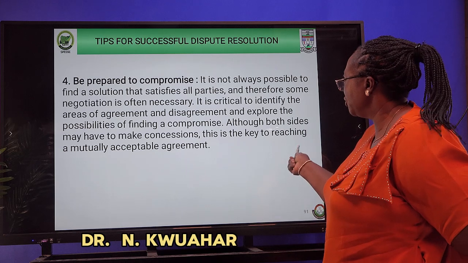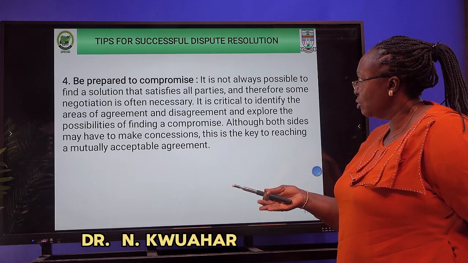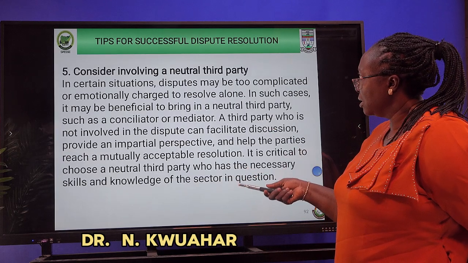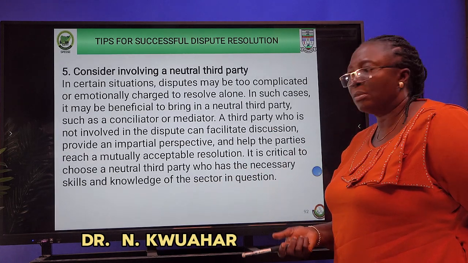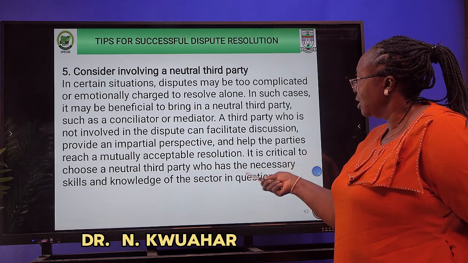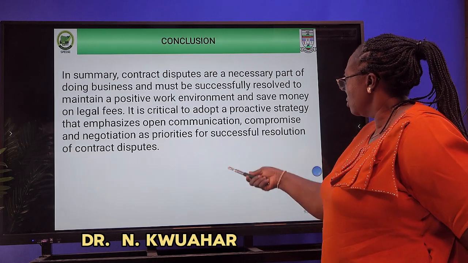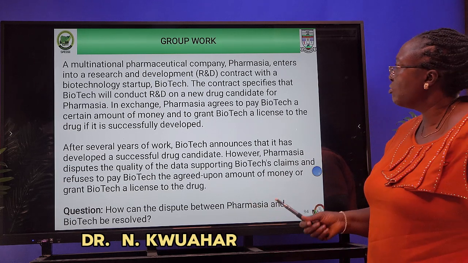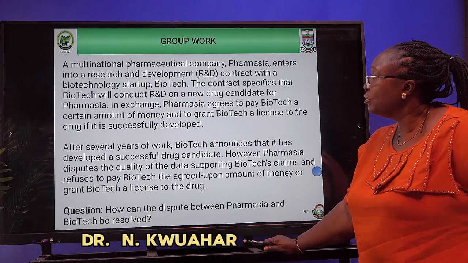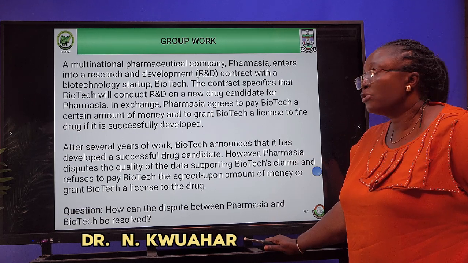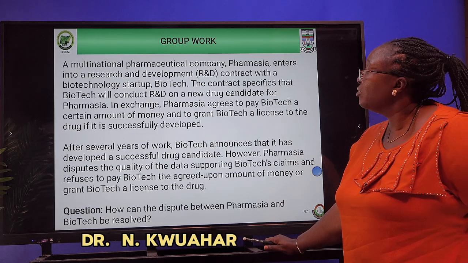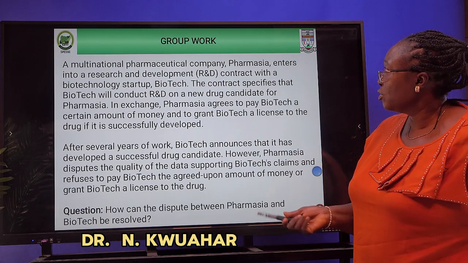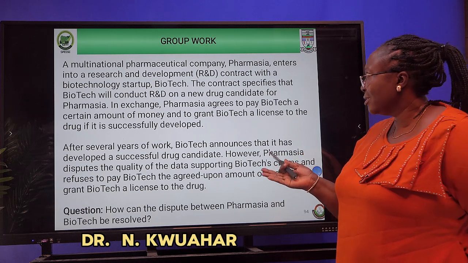It's not a win-win situation. So you should be prepared to let go of some of the benefits that you might have. And consider involving a neutral third party in resolving the conflict, as the case may be. So one expects that when you arm yourself with these tips, you'll be able to resolve conflicts that may arise in the course of the execution of contracts that you have entered into. So I expect that at the end of the course, you should be able to address this case study.